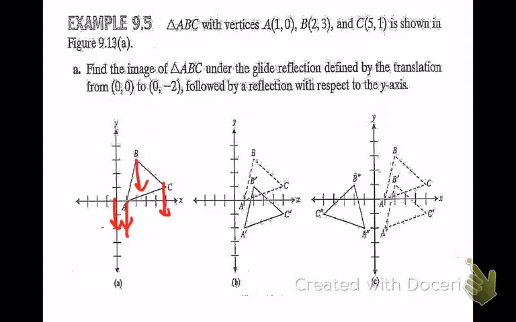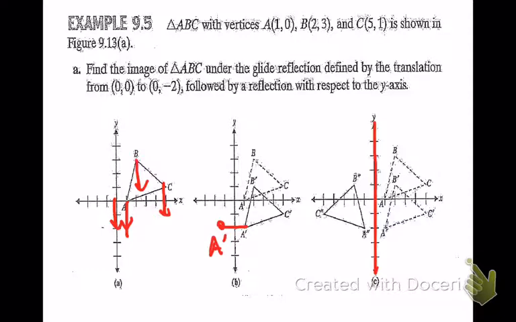All right. Now the second part is a reflection with respect to the y-axis. So this is the y-axis. To reflect with respect to the y-axis, A prime is 1 over; the distance from the y-axis to A prime is 1, to the right. So if we reflect across the y-axis, we would go 1 to the left. That would tell me where A double prime is.